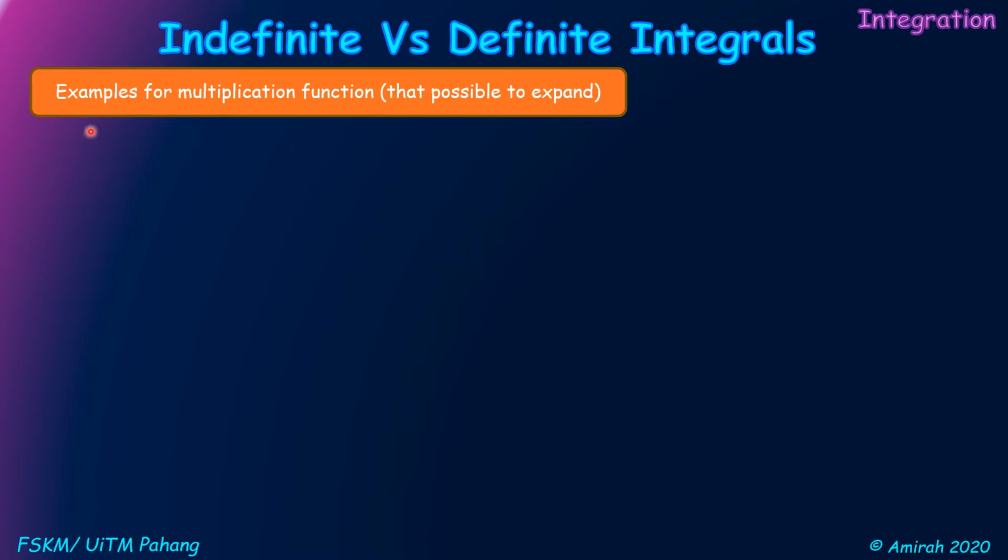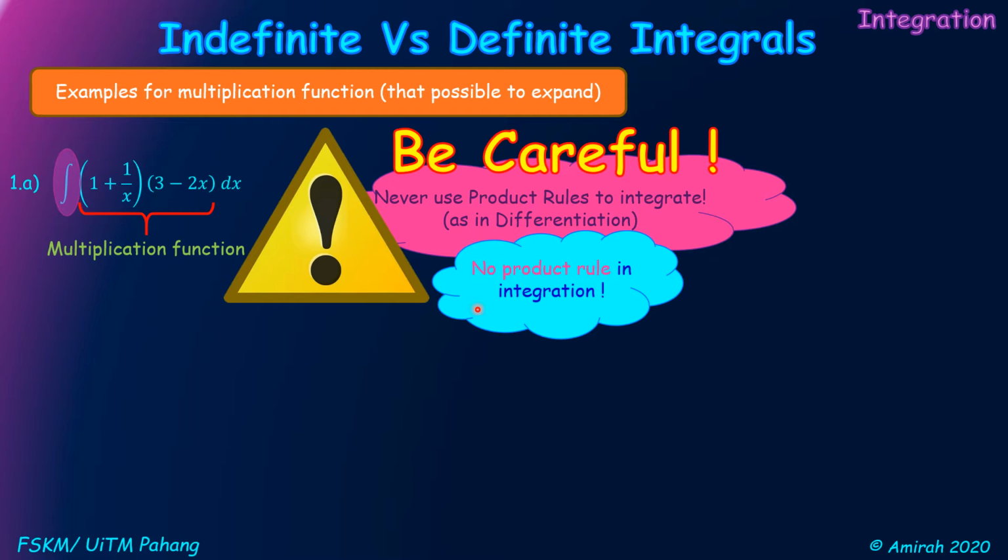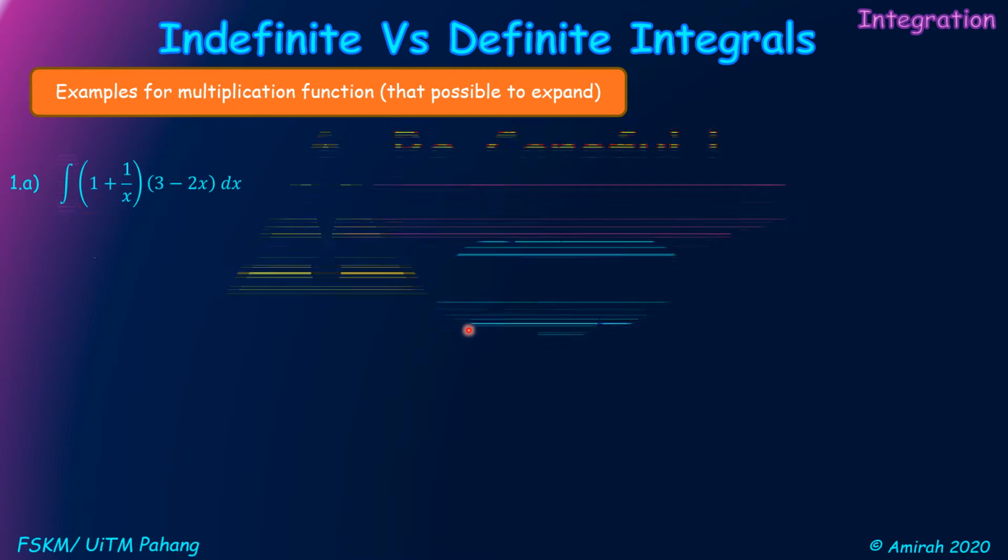Now we look at an example of a multiplication function that is possible to expand. We look at number 1a, integration of (1 plus 1 over x) times (3 minus 2x) dx. This is a multiplication function, and the question is integrate, because we have the integration sign here. Be careful. Never use the product rule to integrate as in differentiation, because there is no product rule in integration.